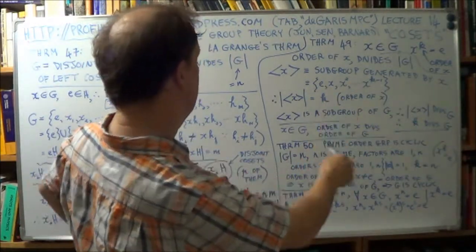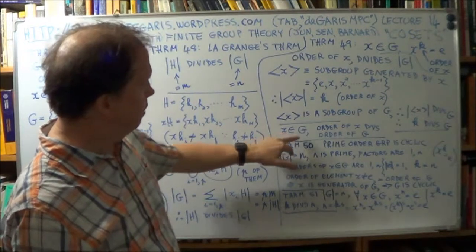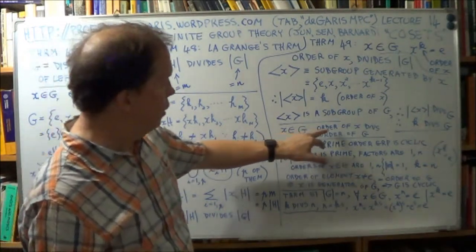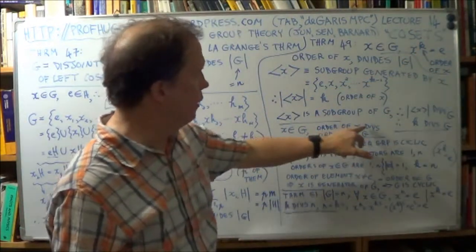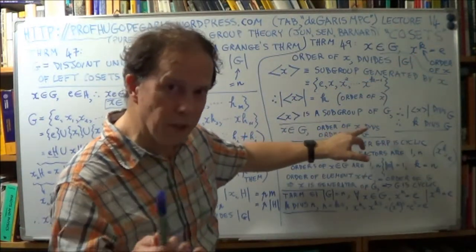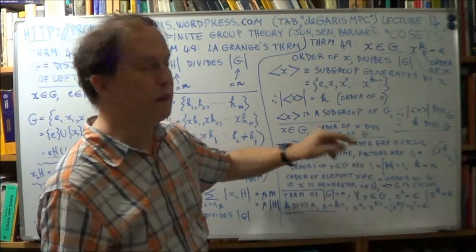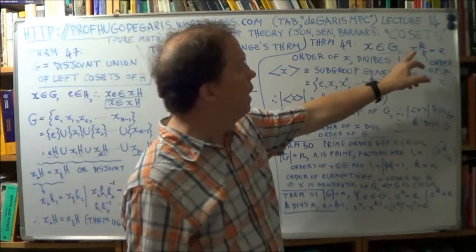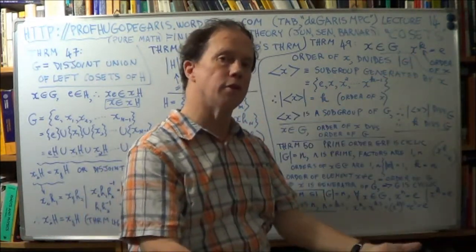So I can reword that. So that x is just any element of your group. So the order of x, in other words this little k here, is a factor of the order of G. Right? So the order of any element divides the order of the group.